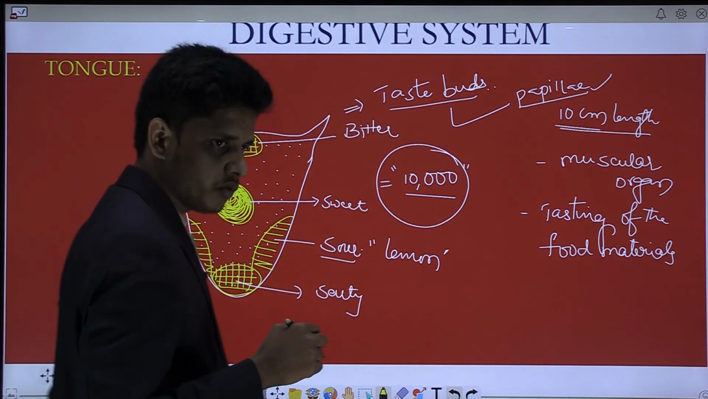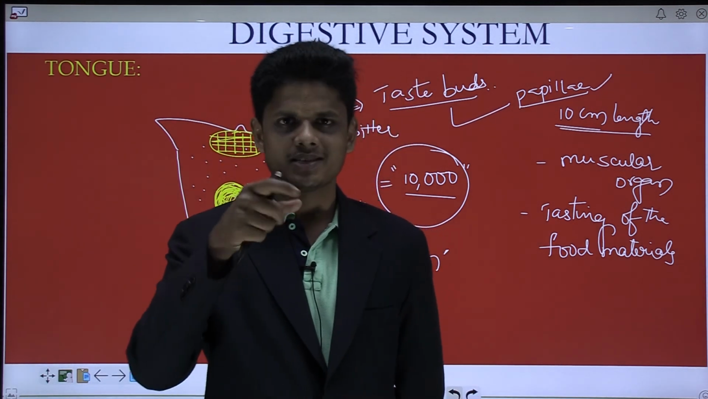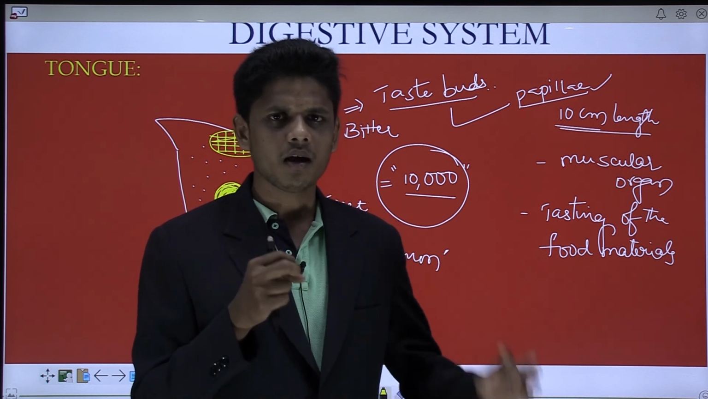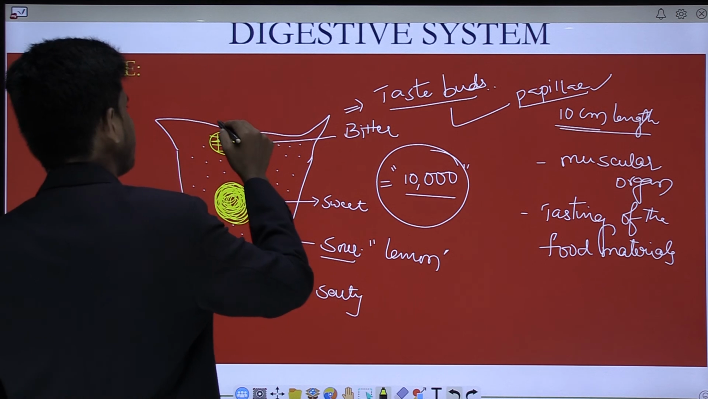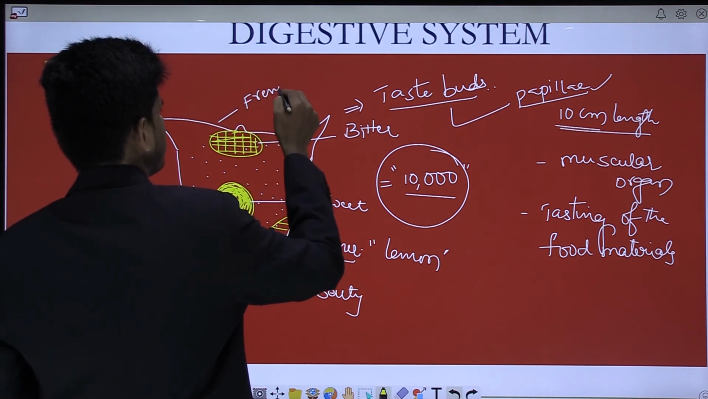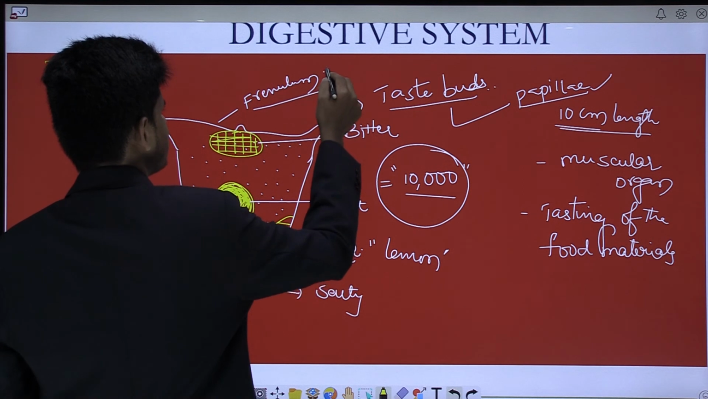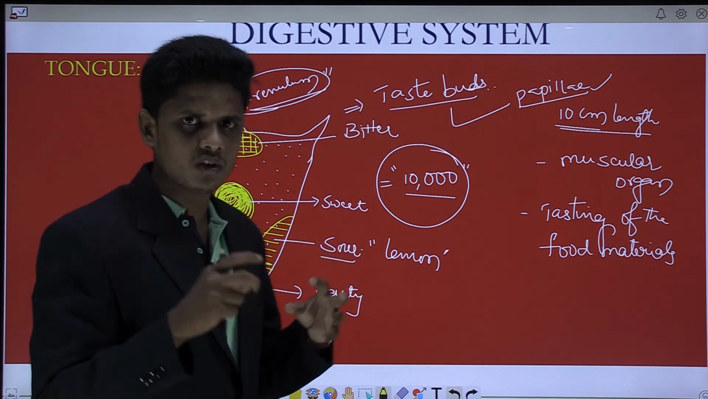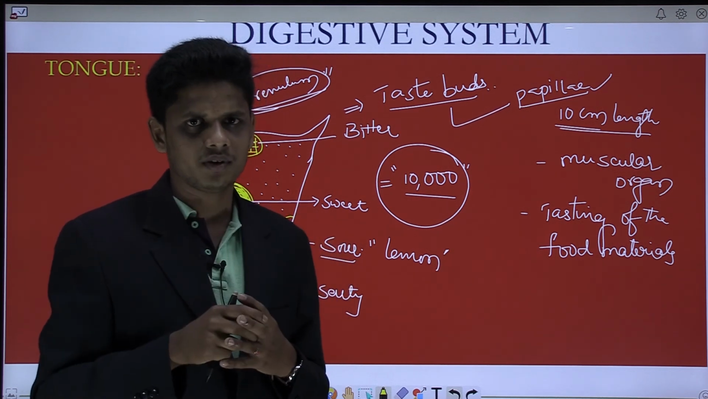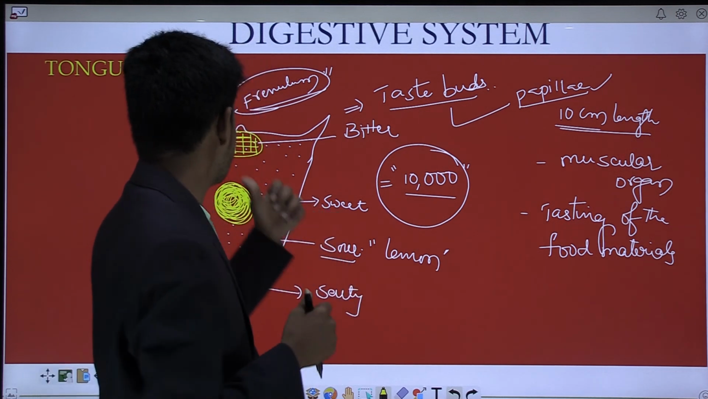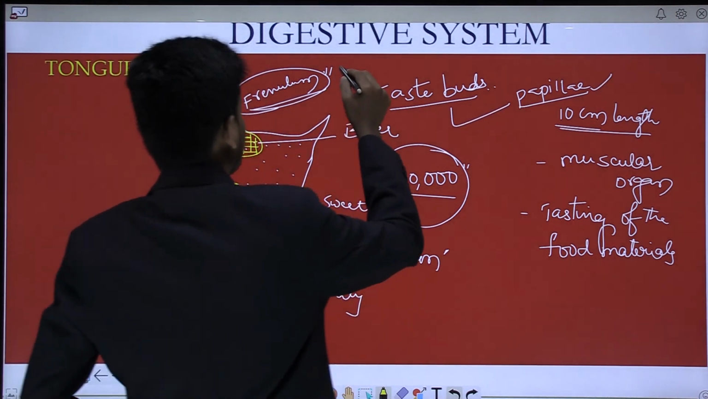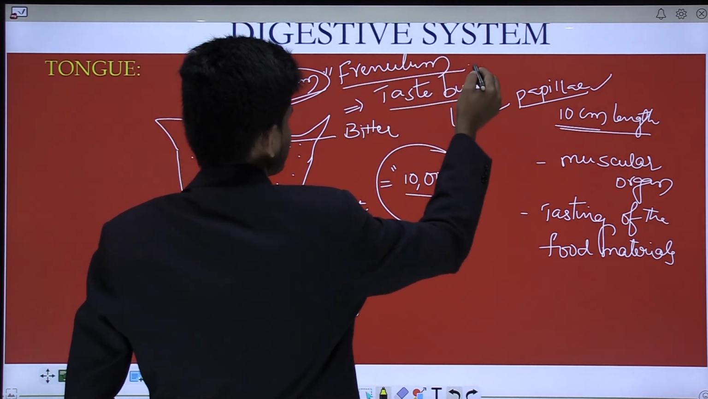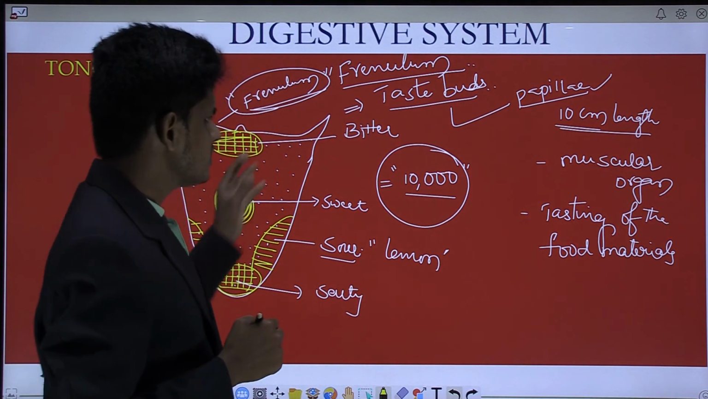Here is one important point: the base of the tongue is attached with a muscle, and that muscle is called the frenulum. The base of the tongue is attached with the frenulum. It is a muscular thing that attaches to the tongue so that the tongue gets a hold at that portion. Let me write it again. Have a look at this, the frenulum. And hence this is all about the tongue.